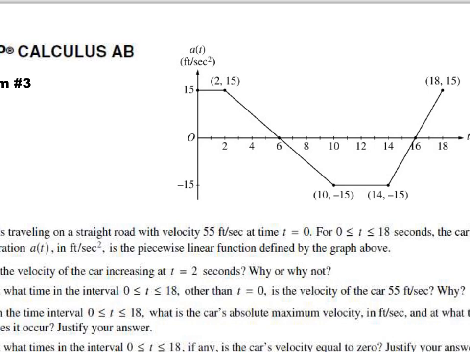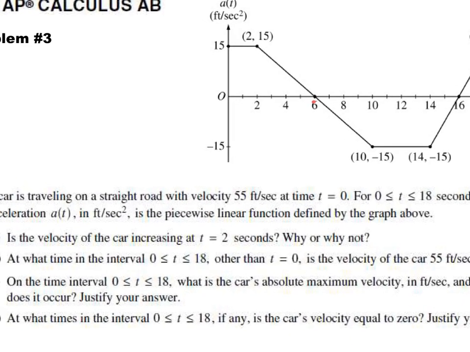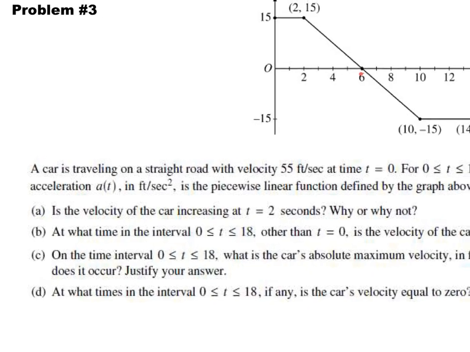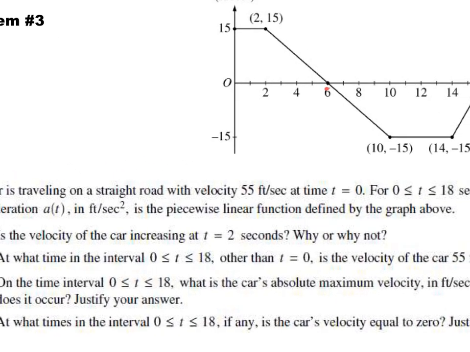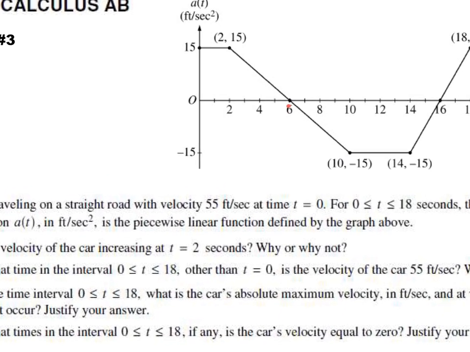A of t. Interesting. That's the acceleration. So you can see he has positive acceleration until he gets to 6 seconds. Then the acceleration goes negative, which means he just changes directions. Still accelerating, just the other way. Is the velocity of the car traveling at increasing at t equals 2?